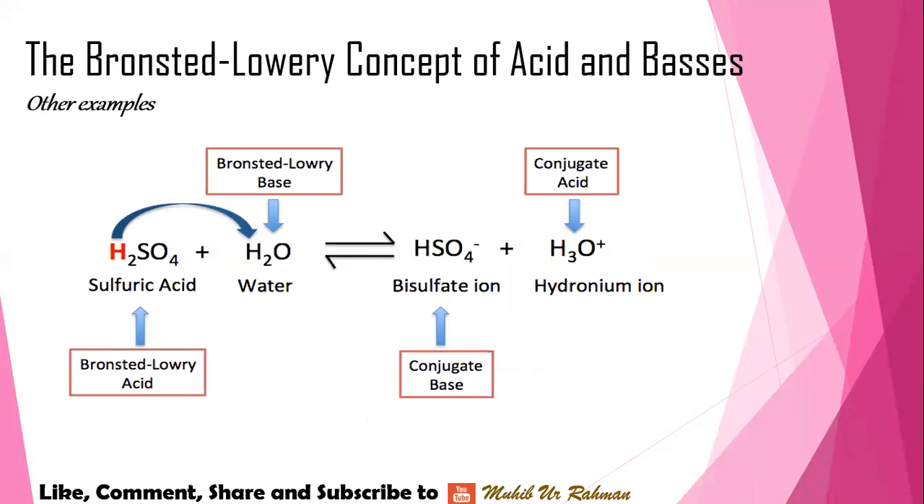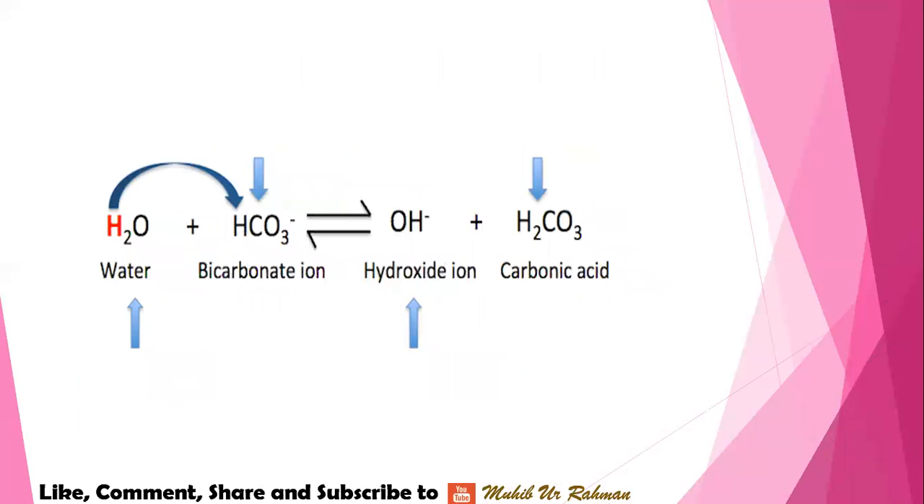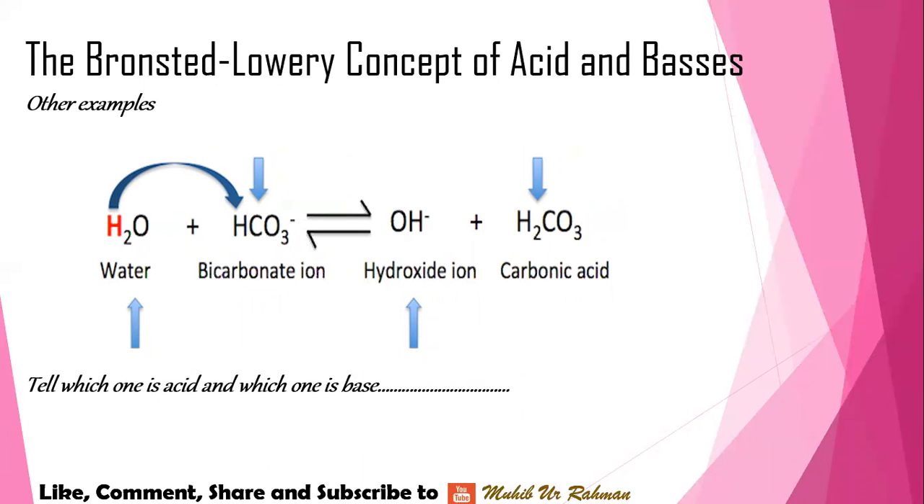Another example is that of sulfuric acid and water. Here on the reactant side, sulfuric acid has two protons, but on the product side, bisulfate ion has only one proton, which means that it has lost one proton. H2O on the left side has two protons, and on the right side it has three protons, which means that it has gained one proton. So the substance that donates or loses protons is known as an acid, and the substance that accepts protons is known as a base. Okay, you have to tell me in this reaction which substance acts as an acid and which substance acts as a base.